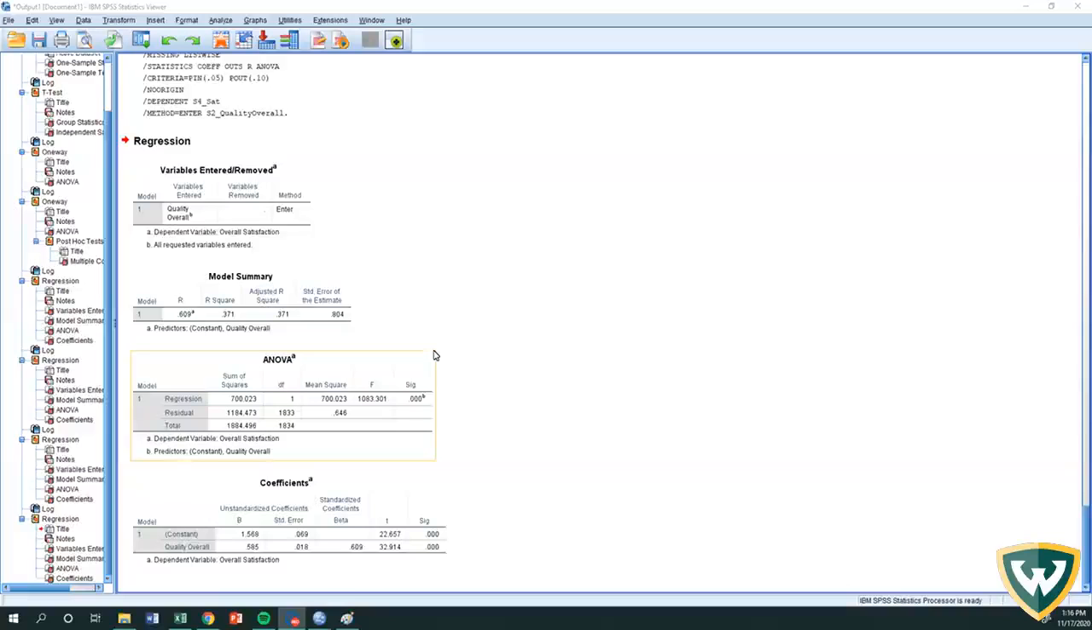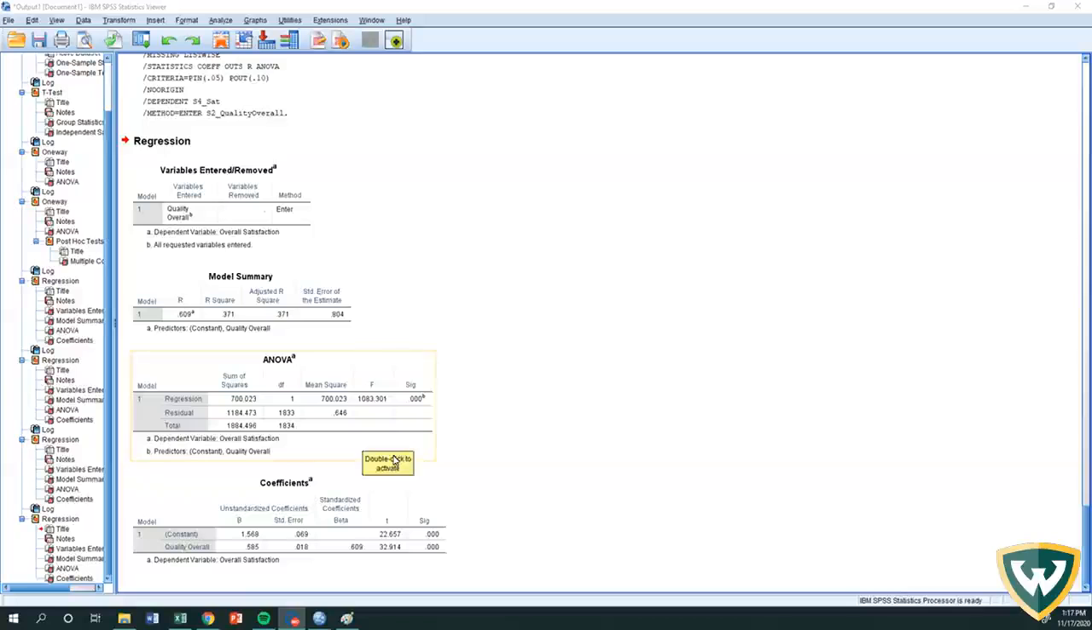In this case, because my f value here is statistically significant, I conclude that quality overall and satisfaction are linearly related, statistically significantly linearly related.